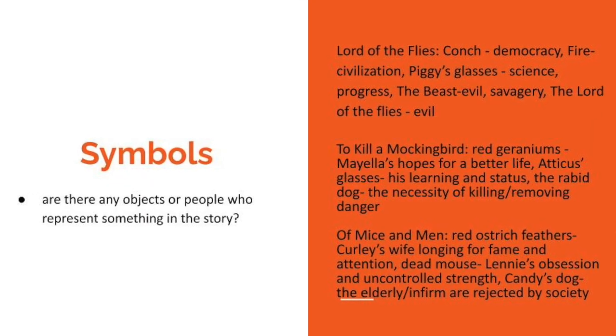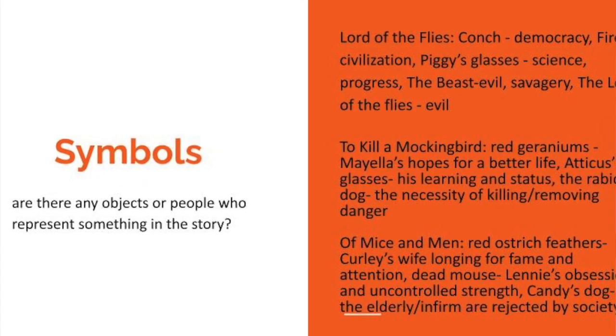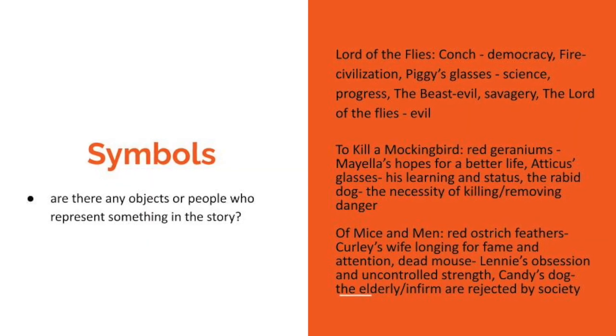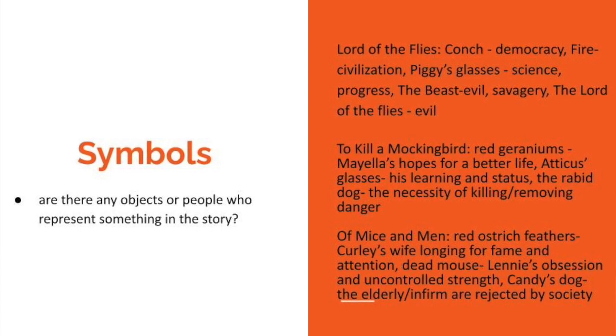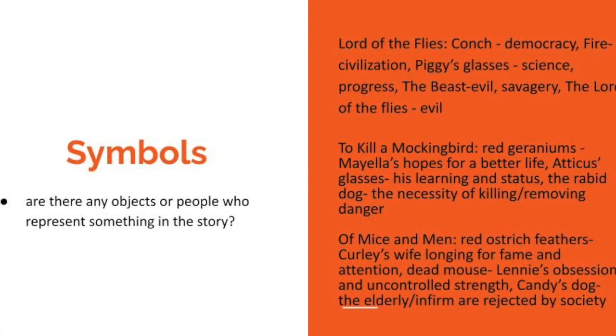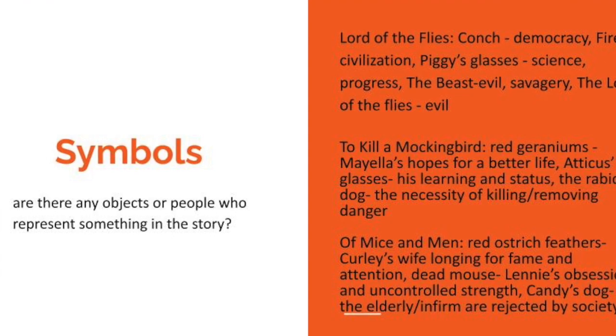And in the novel of Mice and Men, the red ostrich feathers on Curly's wife's shoes represent her longing for attention and fame. The dead mouse reflects Lennie's obsessions and uncontrolled strength. And Candy's dog represents how the elderly or infirm are treated within society because he has to die.